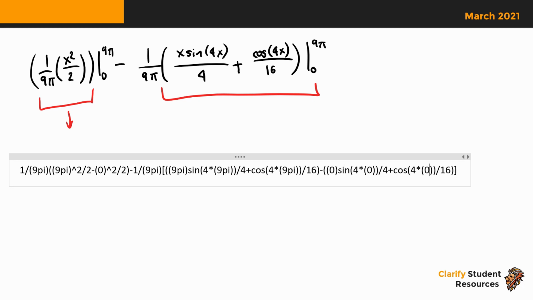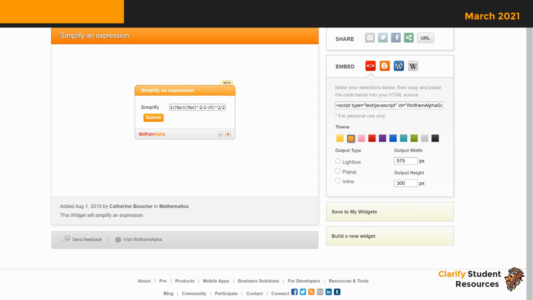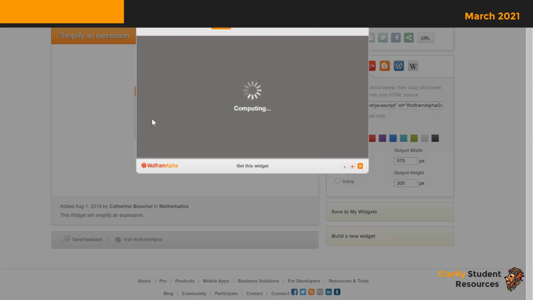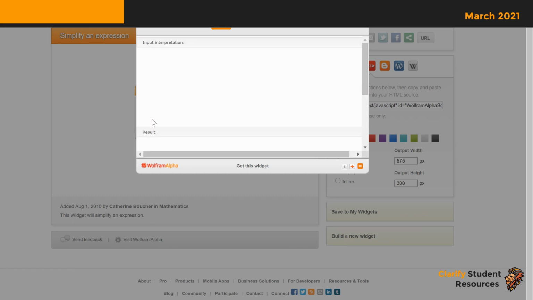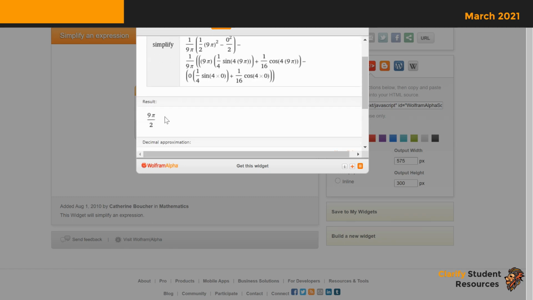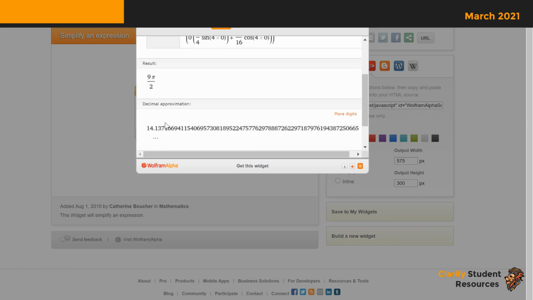So this kind of just prevents me from making a lot of mistakes. I'm going to copy this entire expression, and when I plug it in, it should give me the correct answer. So remember, you can use Wolfram Alpha to test if you're typing in these brackets correctly, and we get 9 pi over 2, which is the correct answer.